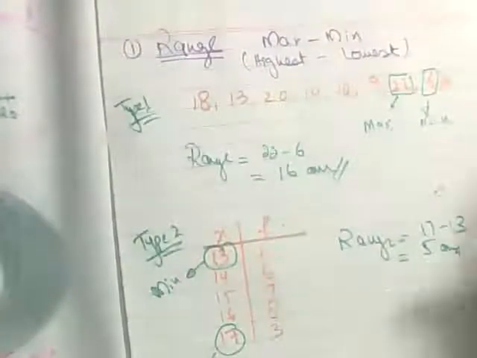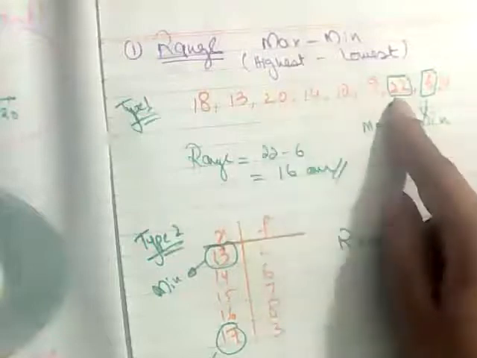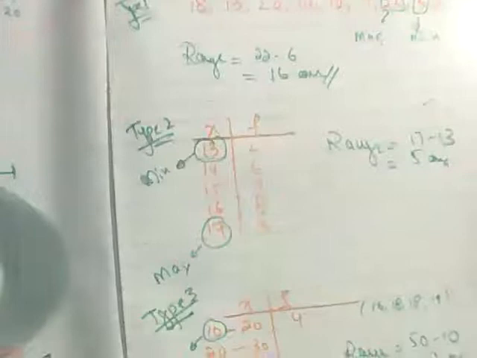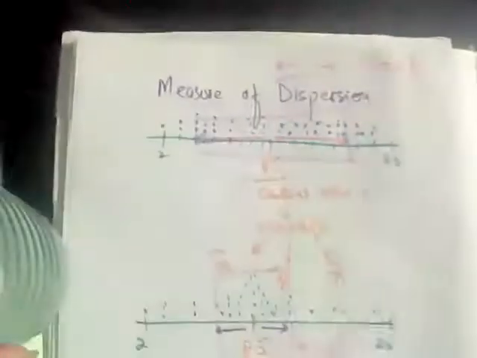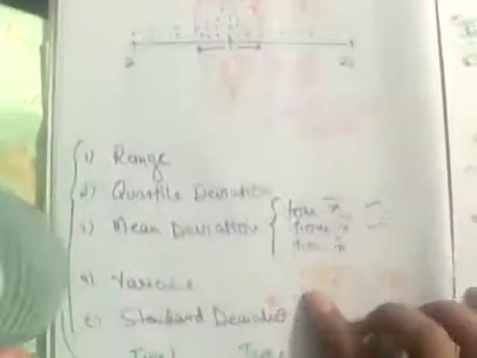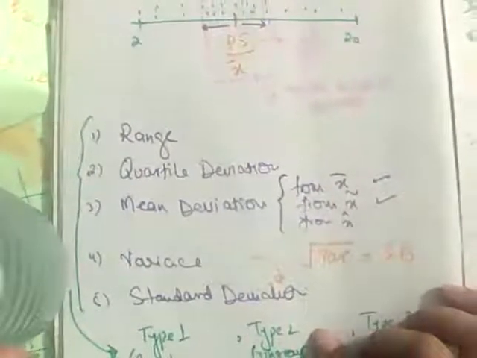All right, so the range is clear to you. How to find out the range? It's simply maximum minus minimum, and it is done for all three types of data. In this video I have explained the concept behind measure of dispersion, what the types of measure of dispersion are, and then how to find out the range.